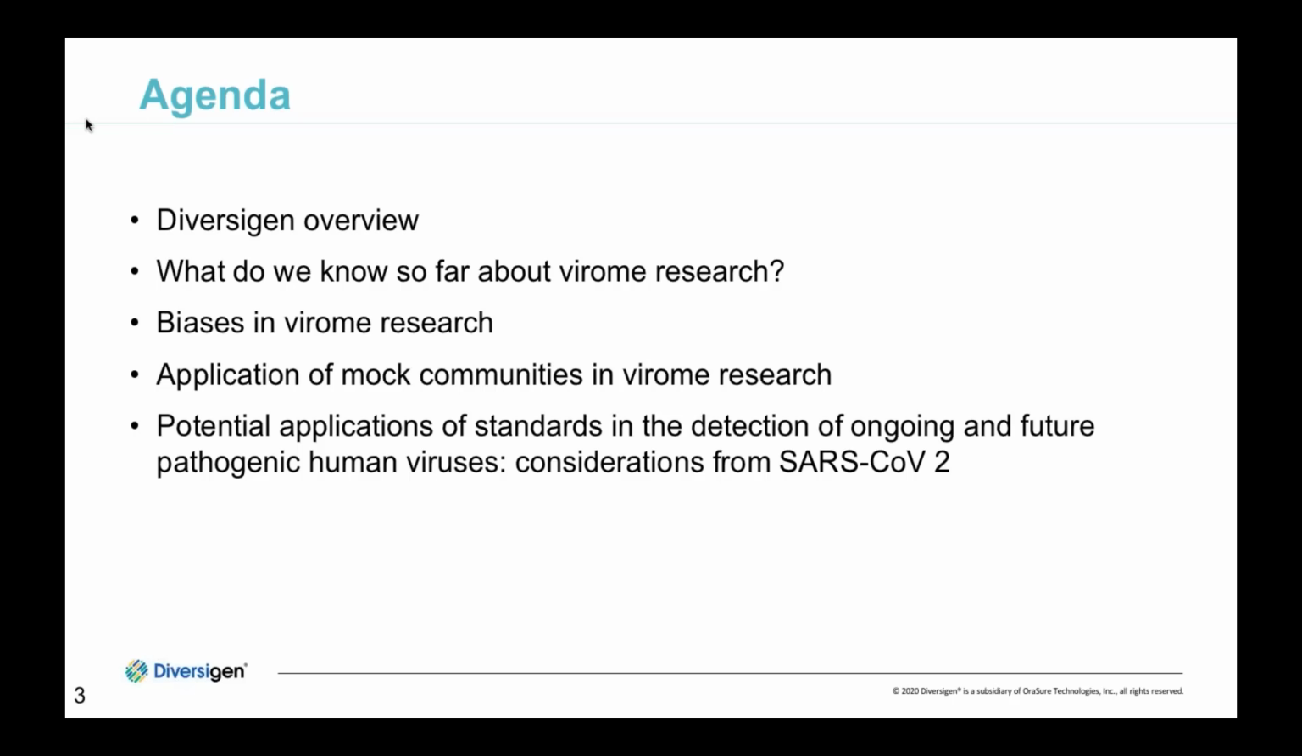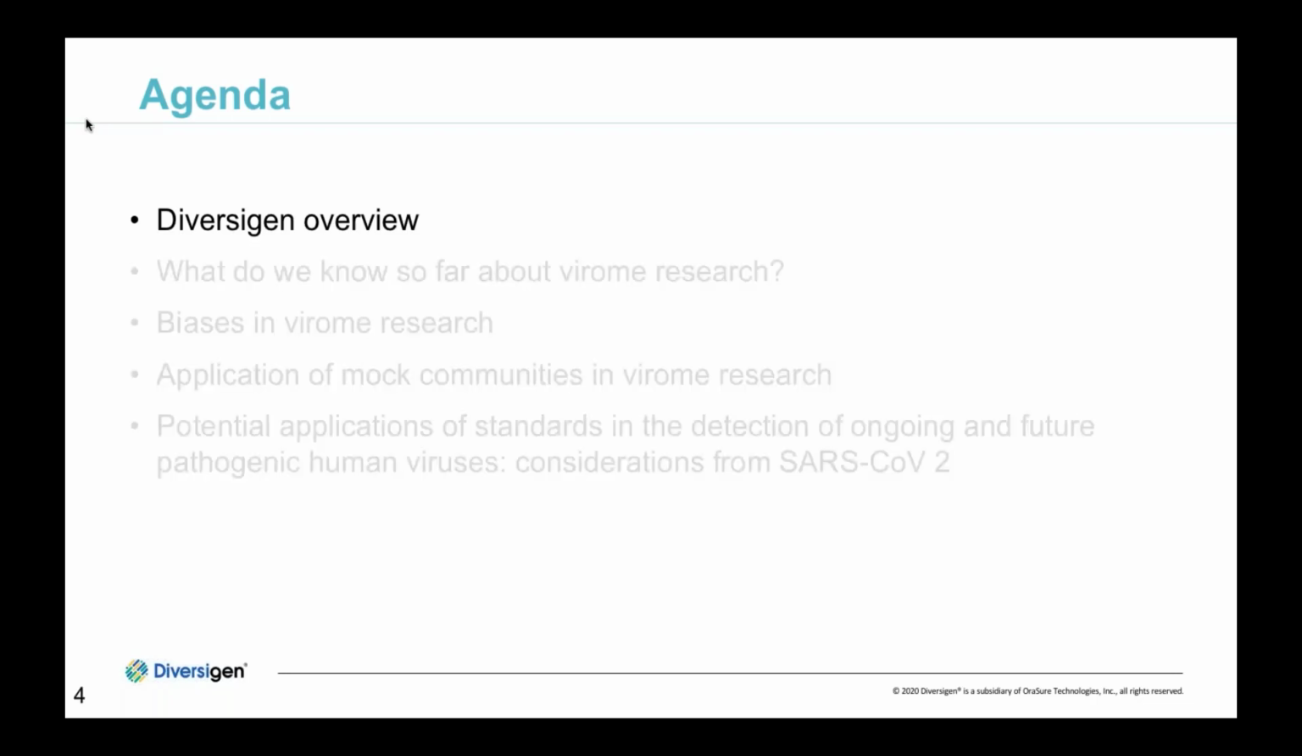It is really a pleasure for me to be here and talk to you about viral metagenomics and the use of standards from biology to clinical applications. For today's webinar, I'm going to be talking about Diversigen, what do we know so far about virome research, biases in virome research, applications of mock communities in virome research, and the potential applications of standards in the detection of ongoing and future pathogenic viruses, considerations from SARS-CoV-2.